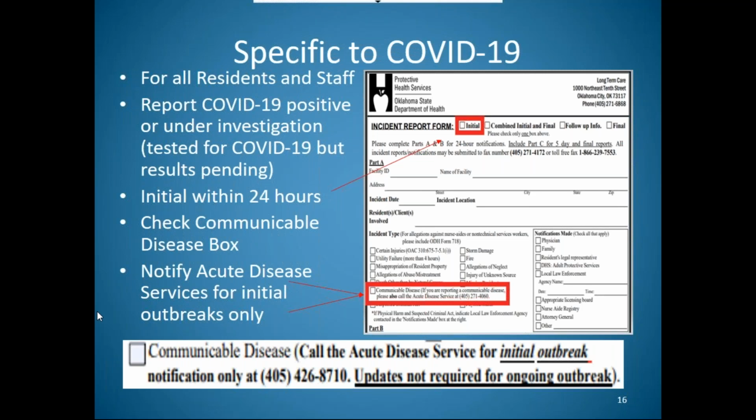So make sure that anytime in that outbreak that you have another positive, until you are 2 weeks out with no positives whatsoever, you will need to send in a report. The very first time you're going to call communicable disease, every time after that, you're just going to send it to us.